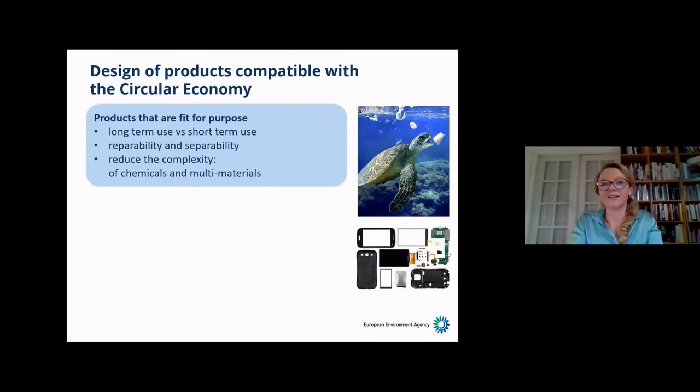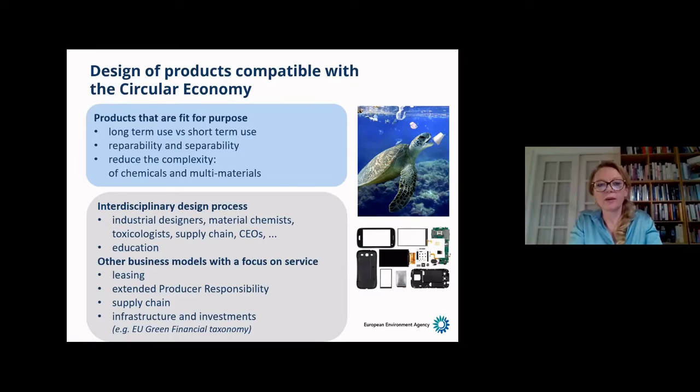So coming back to what do we need? Well, we need products that are designed for a circular economy. And we need to consider whether fit for purpose is long-term use versus short-term use. For instance, making coffee cups, styrene cups that last forever, like hundreds of years, when they're used for maybe at best 5 or 10 minutes before your coffee gets cold, that's perhaps not fit for purpose. We need to think about products that can be repaired and can be separated so we can get clean material cycles. And also if we can reduce the complexity of the materials, exactly to get the clean materials.